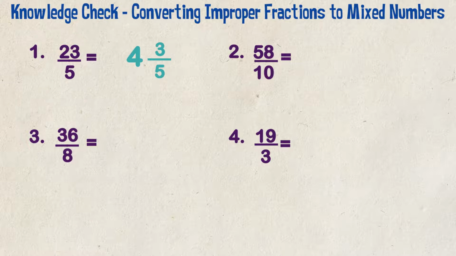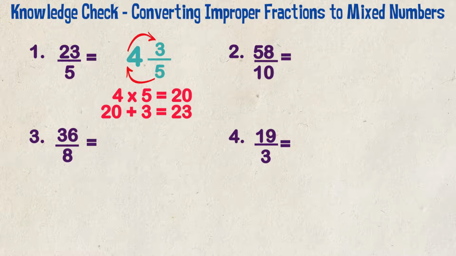Now, if you wanted to double check this, you can convert the mixed number back to the improper fraction. You multiply your denominator by our whole number, and we get 20. Add the numerator of 3 and get 23. 23/5 is the improper fraction.